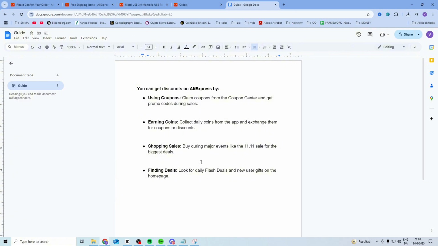And the last one is finding the deals. Sometimes there will be flash deals on the homepage, and in there you can find some really good discounts. So these are currently the ways to do this, guys.